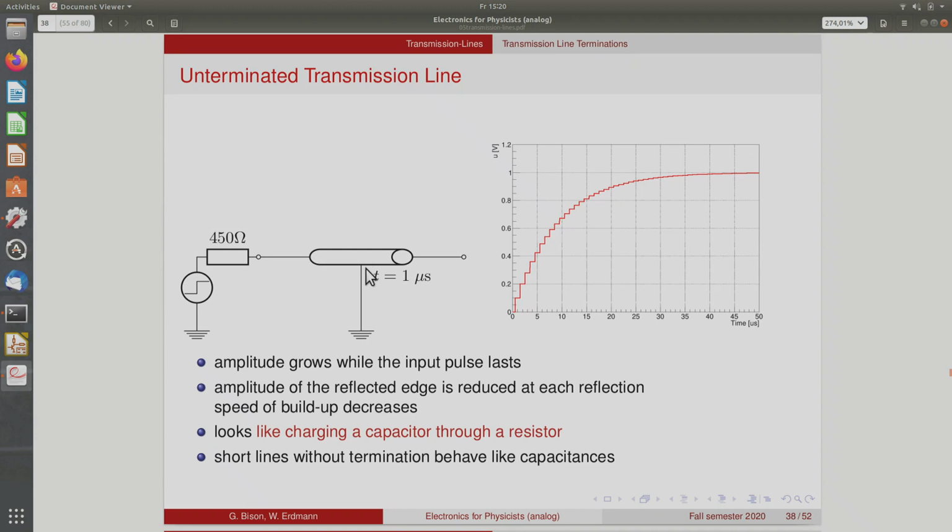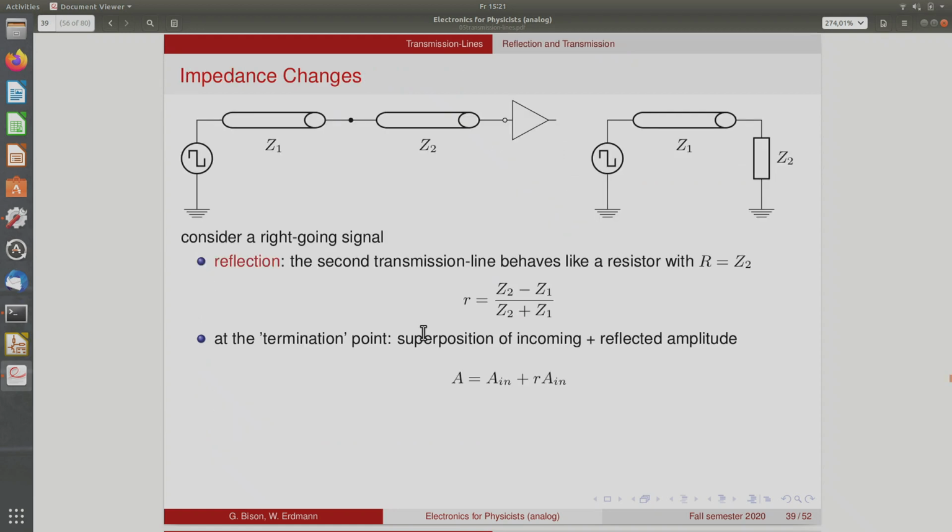So a very short transmission line that is not terminated behaves exactly like a capacitor that you load through a resistor. So there's no inconsistency here when we say a transmission line. Everything is a transmission line, and it behaves perfectly. So why does a short cable behave like a capacitor? And this is the answer. When you really look at what happens, a short transmission line will look like a capacitor.